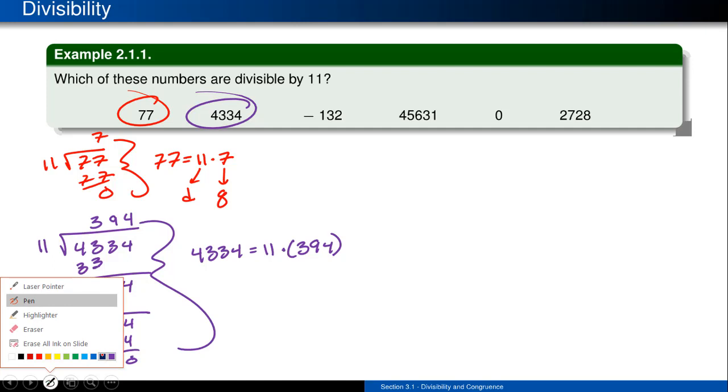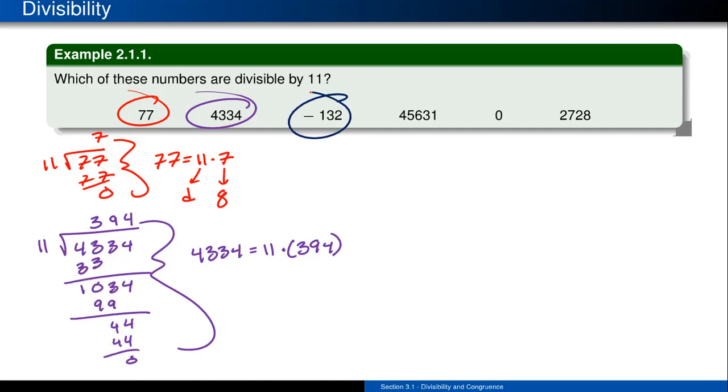Next up, let's do the negative one, just because sometimes people forget about how to divide some negative things. So in this case, if I want to determine whether or not negative 132 is actually divisible by 11, the way that I like to do these things is just do everything in the positive world, and then once you're done with that, reintroduce that negative sign.